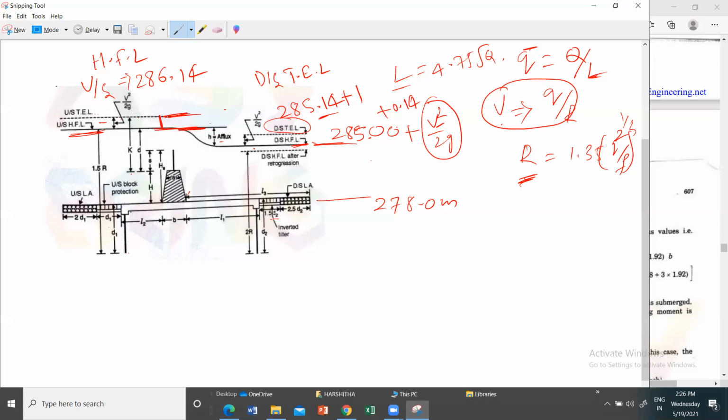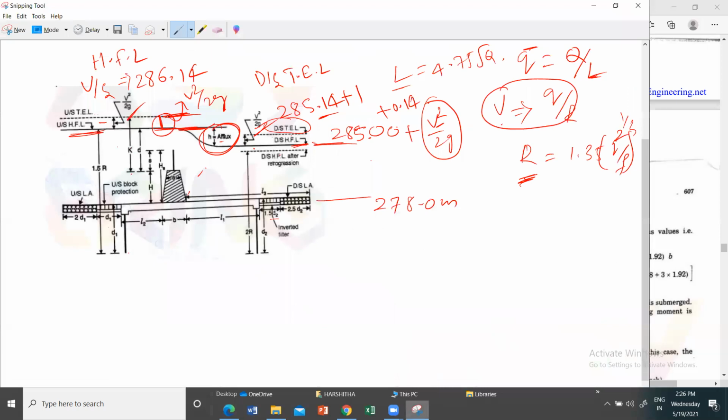The only difference between the total energy line and the high flood level, on both the downstream and upstream sides, is the head difference V square by 2g. You need to remember that. And I am assuming afflux is equal to 1 meter. By considering this, you can calculate all these levels. So we are getting the upstream side high flood level as 286.00 meters.